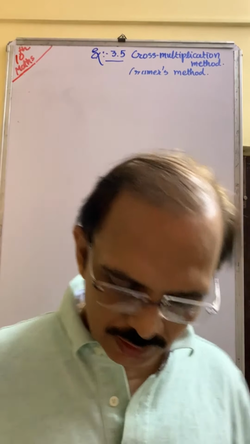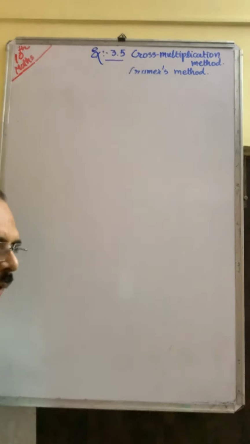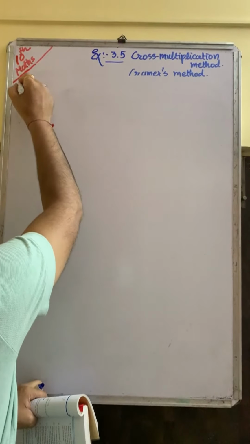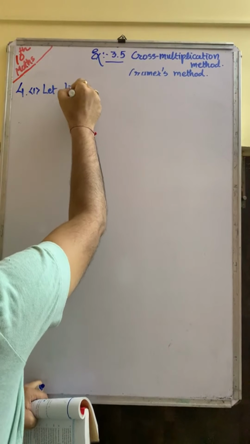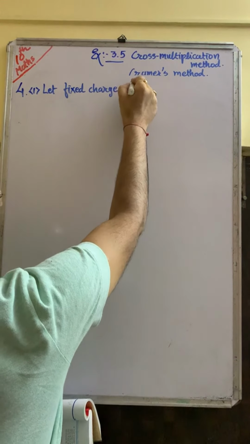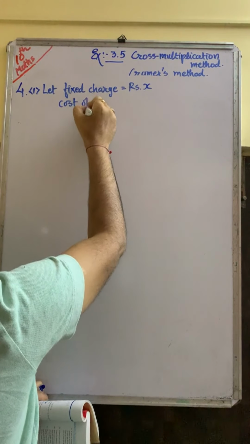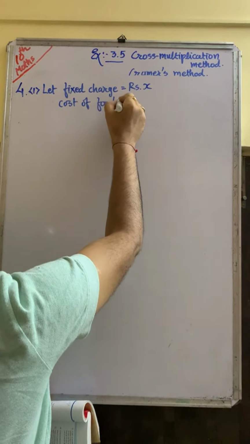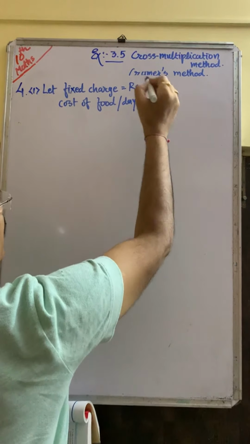So we suppose, let fixed charge is rupees x and cost of food per day, suppose rupees y.